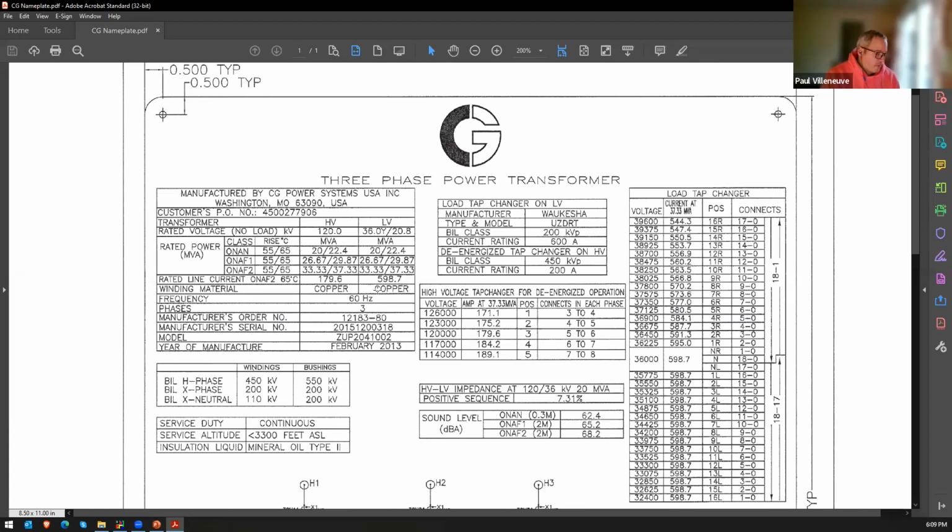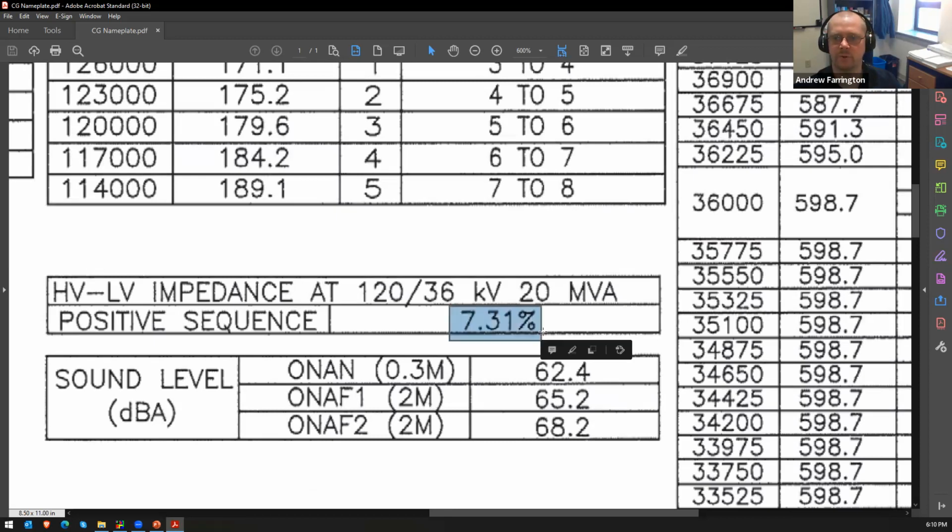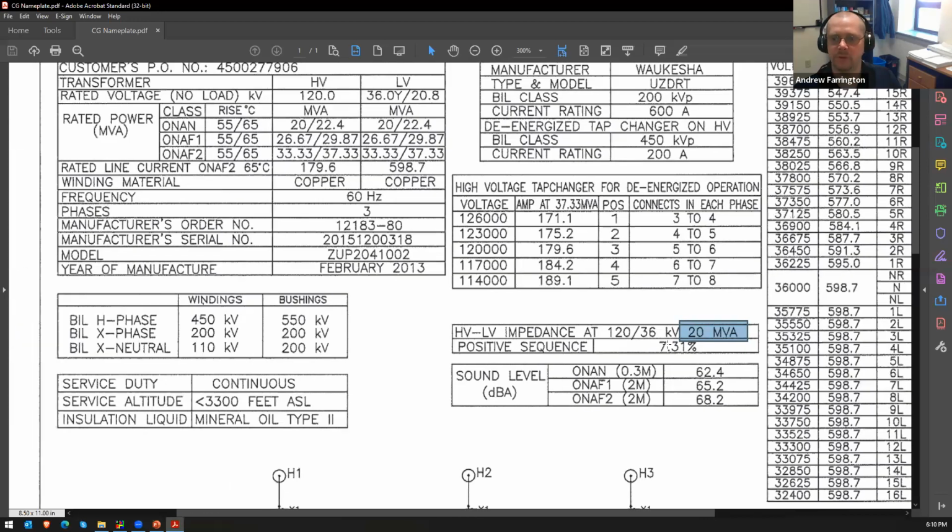The only other thing is that you do have a %Z on all these nameplates. And usually, but not always, the %Z is based on the OA rating. It should specify that. Like this says 7.31%, and it gives you 20 MVA. So it should tell you what the MVA rating is that the impedance is at. But like Paul said, it's almost always the ONAN rating.